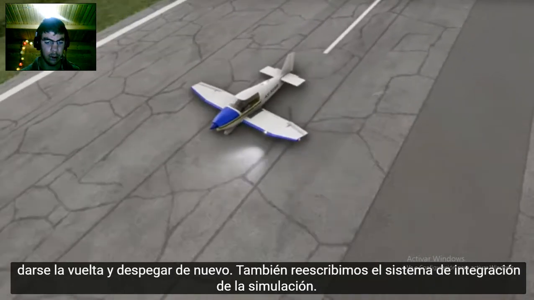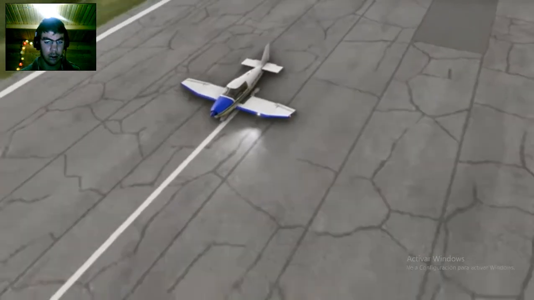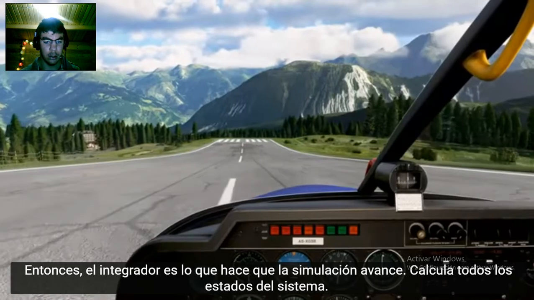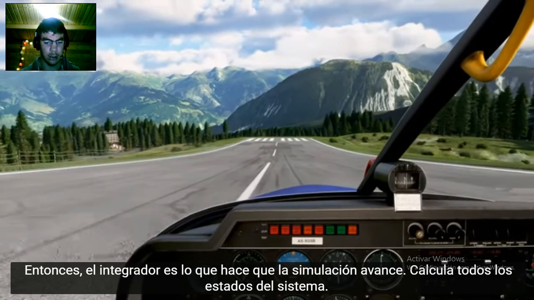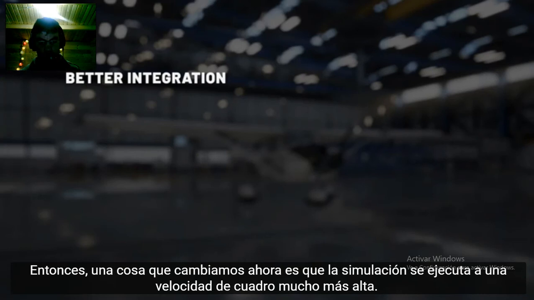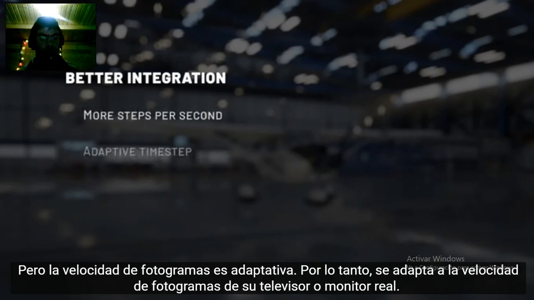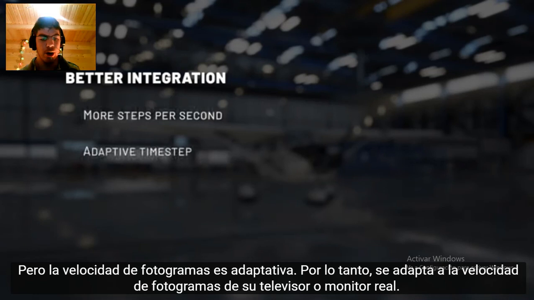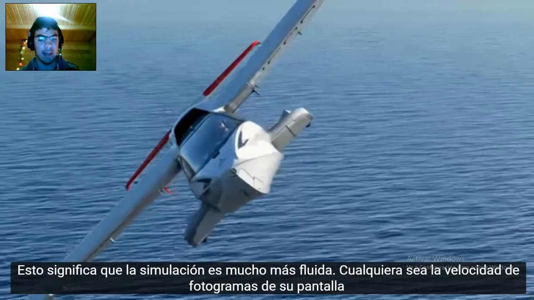We also rewrote the integration system of the simulation. So the integrator is what makes the simulation go forward. It calculates all the states of the system. So one thing we changed is now that the simulation is running at a much higher frame rate. Integrado. So it adapts to your monitor. More steps per second. This means adaptive time step.